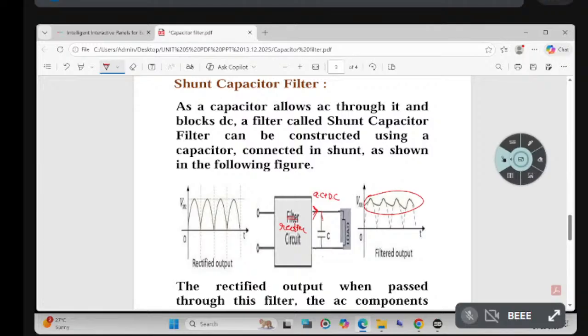What is the function of capacitor? Allows AC. So it allows AC from AC plus DC. From AC plus DC, what does it take? Only AC, the capacitor takes. DC, no, not allowing DC. But where should DC go? It should go to the load. That's why we are placing capacitor in parallel.